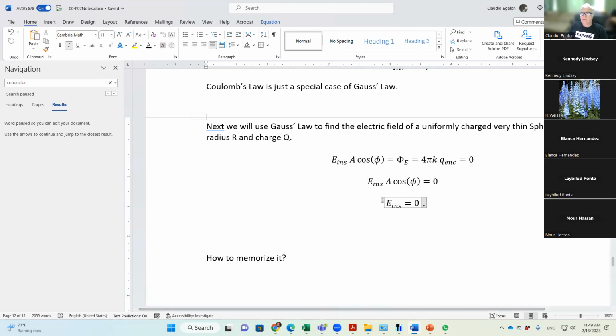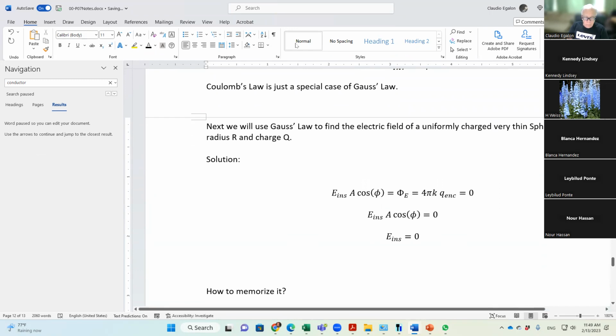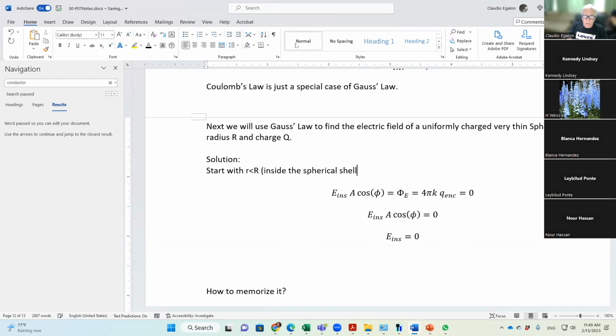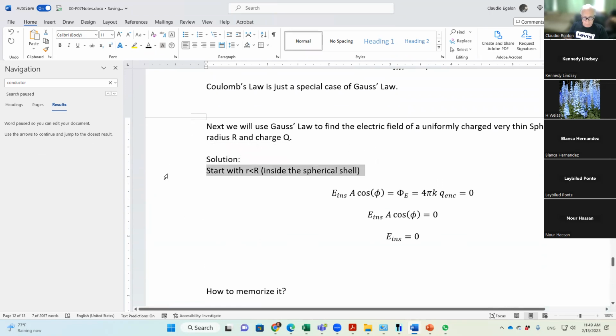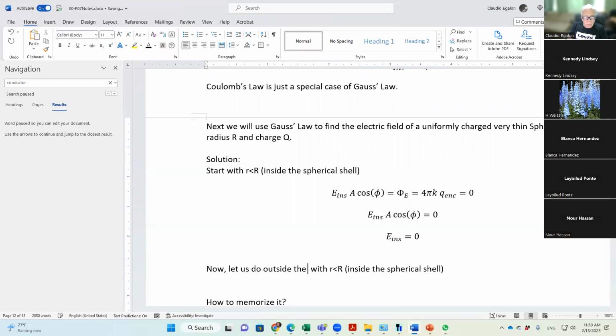Next, we will use Gauss's law to find the electric field. Start with r less than big R, inside the shell, the spherical shell. Now we're going to do outside. Now let us do outside the shell, r greater than big R, outside the spherical shell.